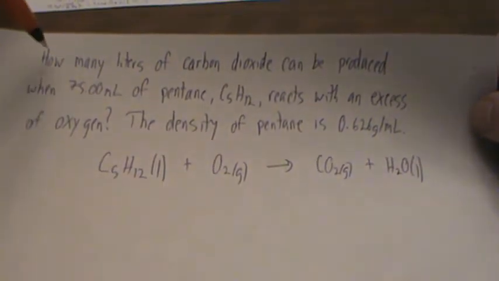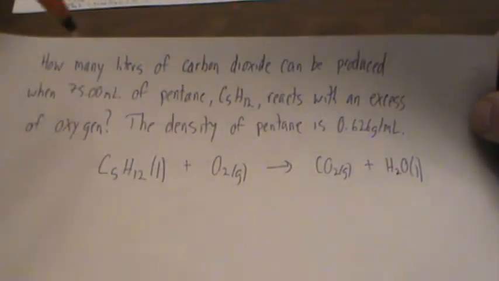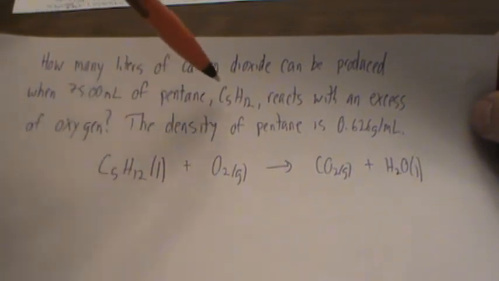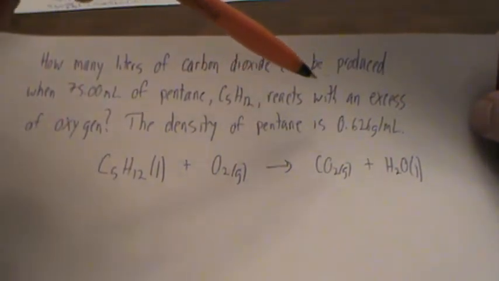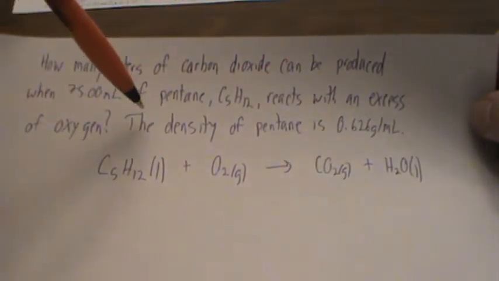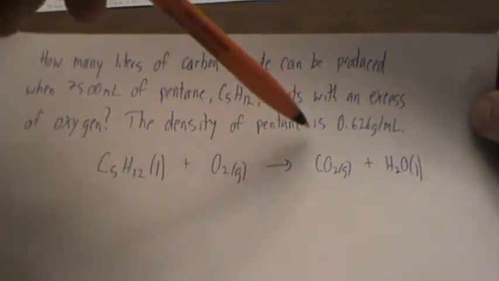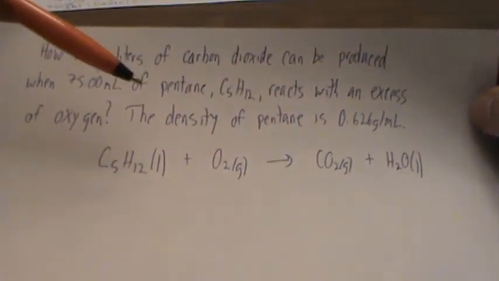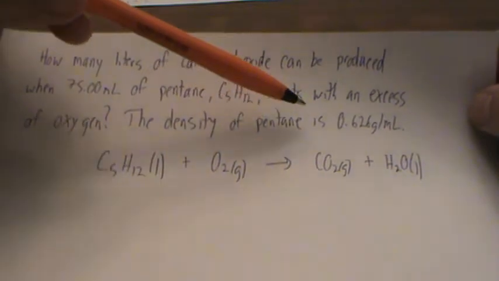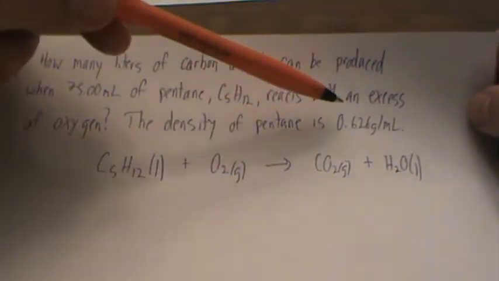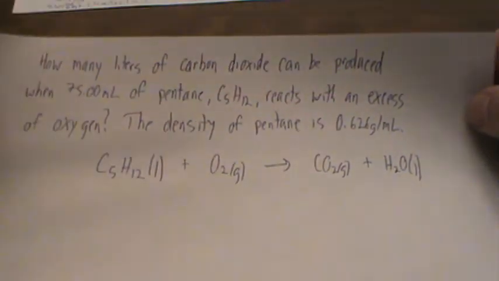So our first example: how many liters of carbon dioxide can be produced when 75 milliliters of pentane, C5H12, reacts with an excess of oxygen? One piece of information that we're going to be given with these types of problems is the density of our liquid. So the density of pentane is 0.626 grams per milliliter.